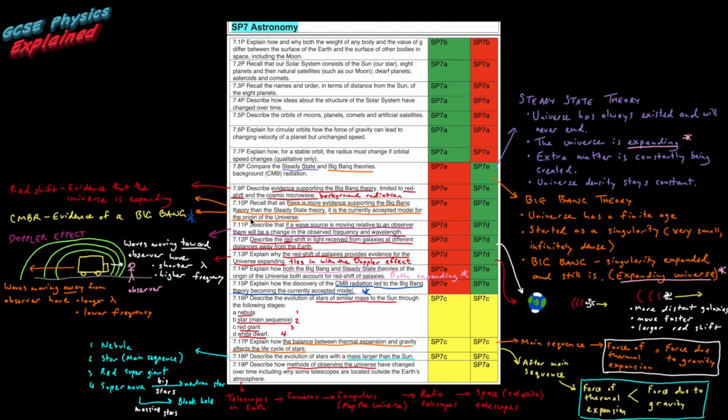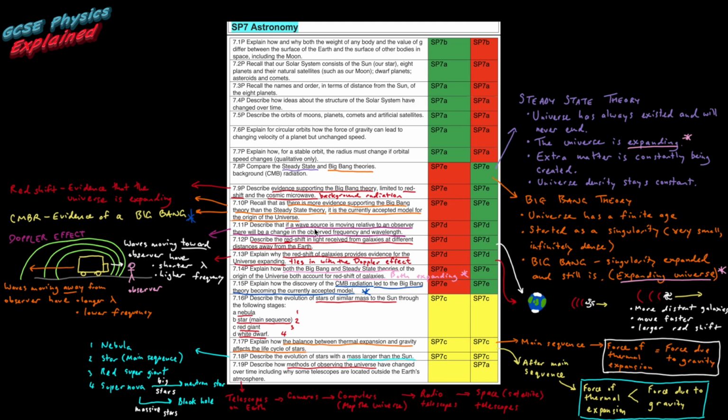So for the Big Bang theory, you've got two lots of evidence. You've got evidence of the expansion, and you've also got evidence of the bang. Whereas for the steady state theory, there's only evidence for the expansion.